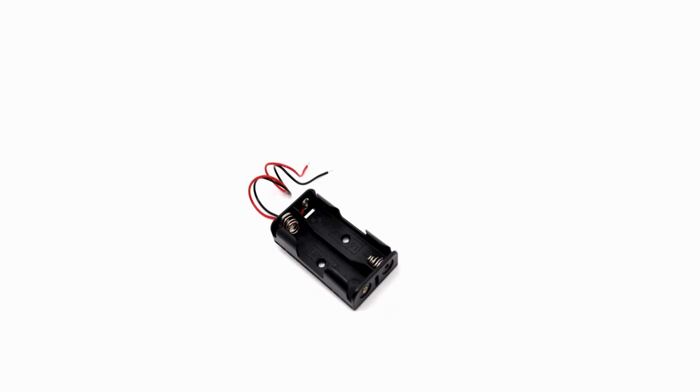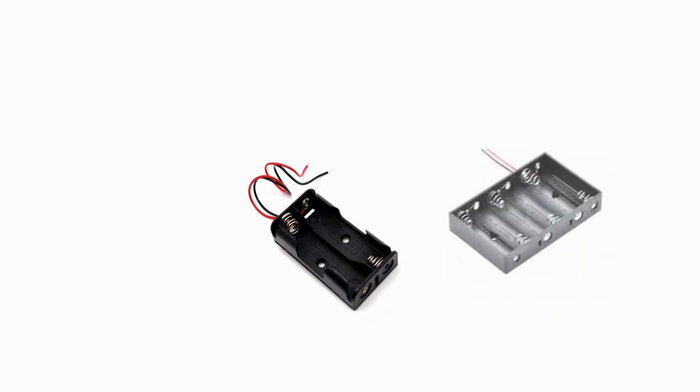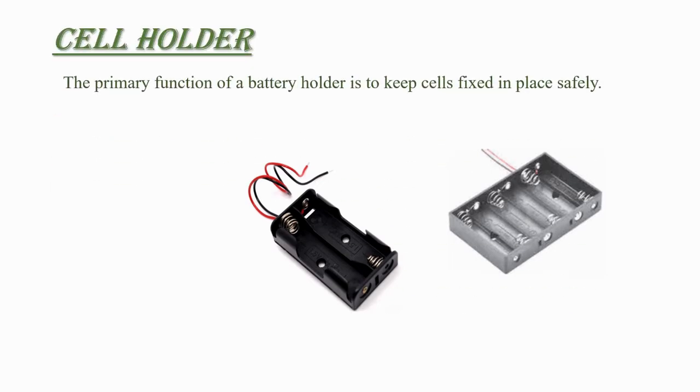Students, have you ever observed this kind of object? Yes, this is a cell holder. The primary function of a battery holder is to keep cells fixed in place safely. A battery holder has one or more compartments for holding a battery. We will learn about this concept in more detail in our next module.